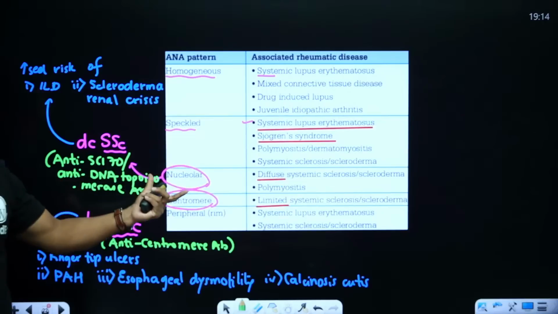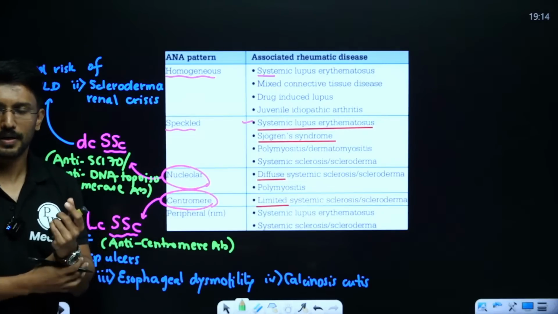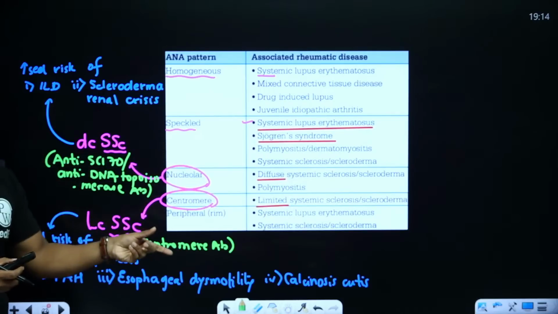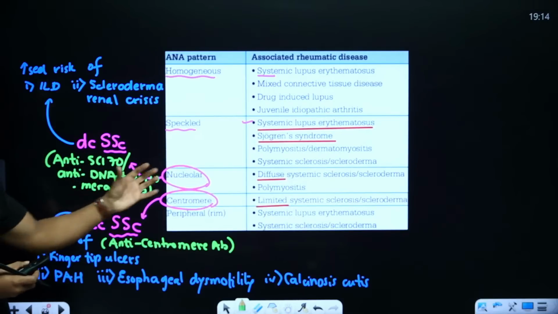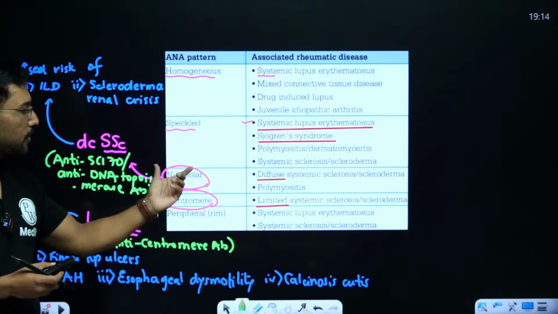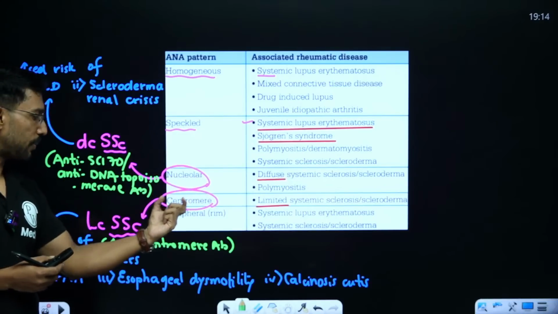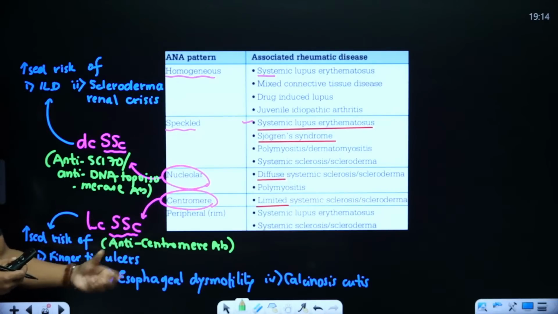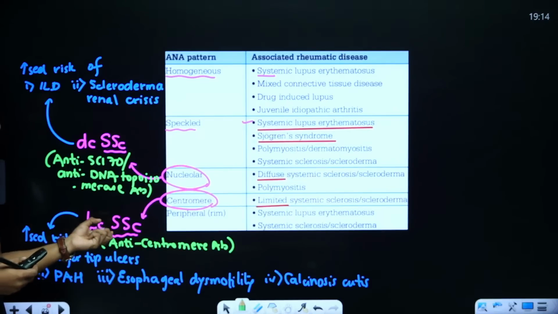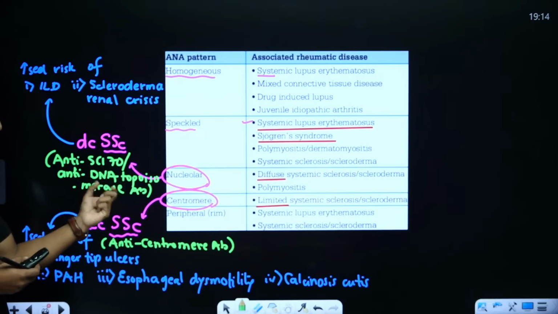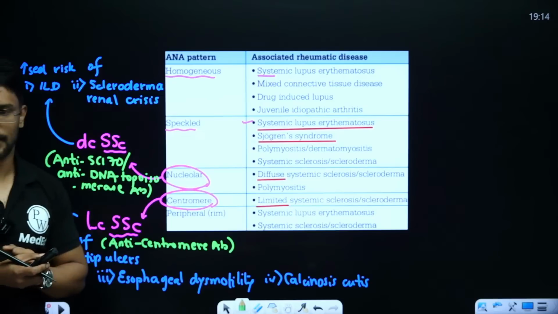So in the exam, they may ask you to identify whether it is diffuse cutaneous or limited cutaneous based on the antibody or the ANA pattern. So if it is nucleolar pattern, it is diffuse cutaneous. If it is centromere pattern, it is limited cutaneous. If it is anti-centromere antibody, it is limited cutaneous. If it is anti-SCL70 or anti-DNA topoisomerase, then it is diffuse cutaneous.